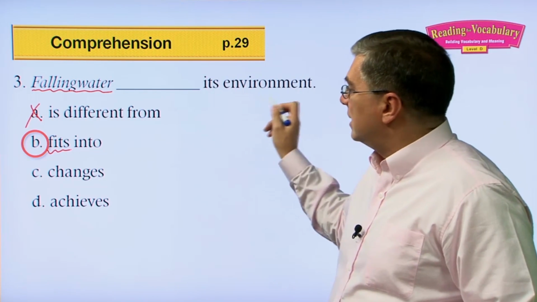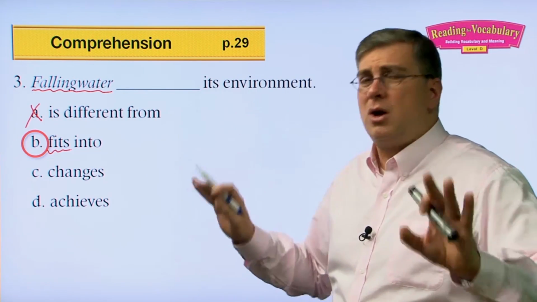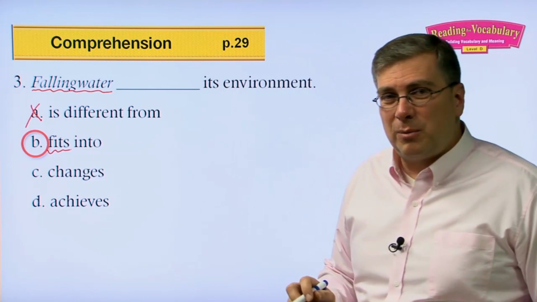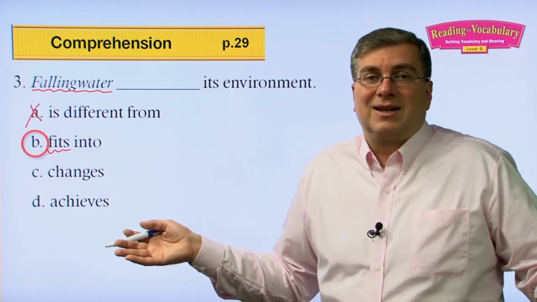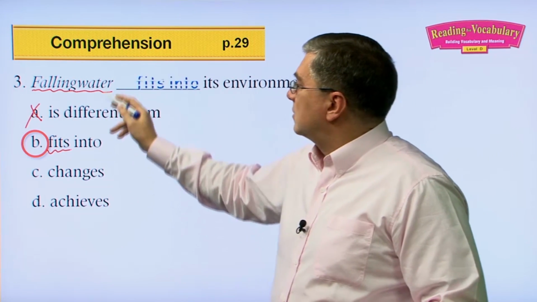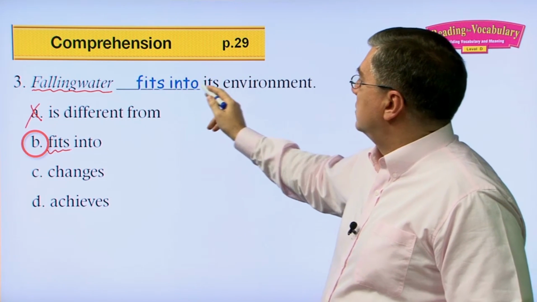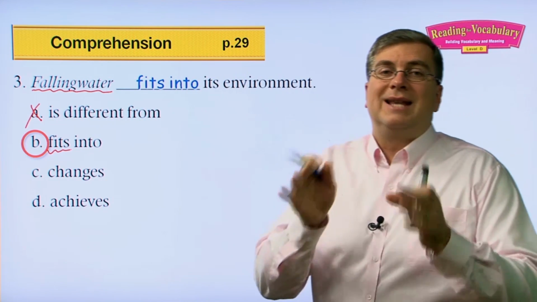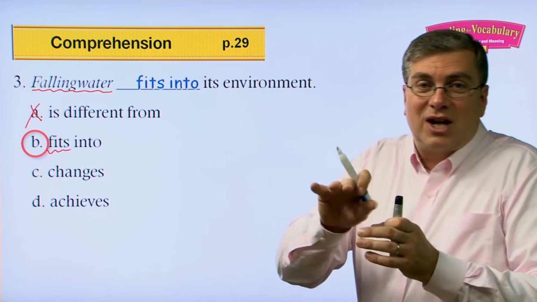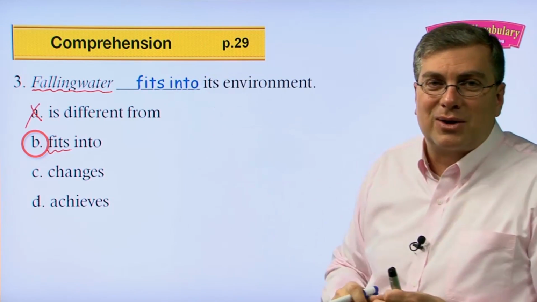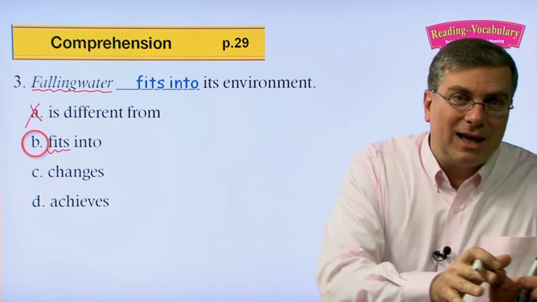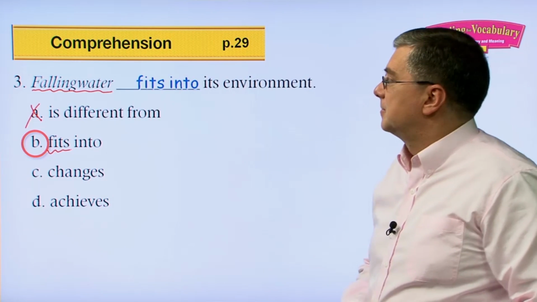It changes its environment? No, it fits in, it blends in. It achieves its environment? That doesn't make sense. You can't achieve an environment. So the correct answer is Falling Water fits into its environment. It blends in. It's almost like a chameleon, that lizard that changes color as it's crawling along the branch. It fits into the environment. It's hard to tell where the environment ends and the house begins.